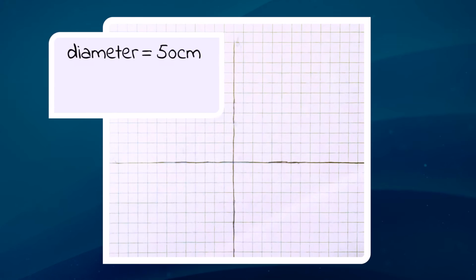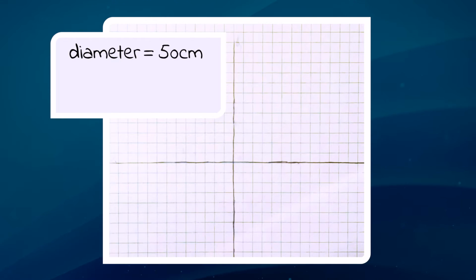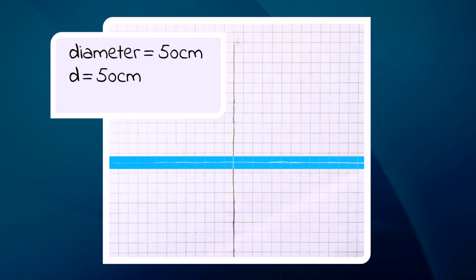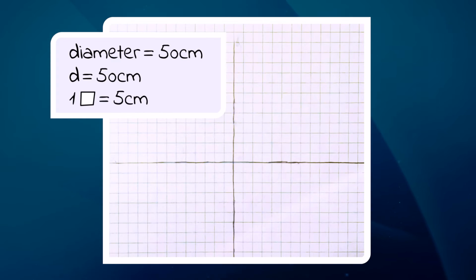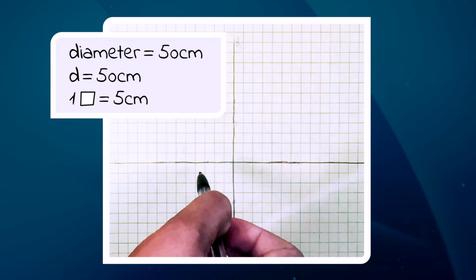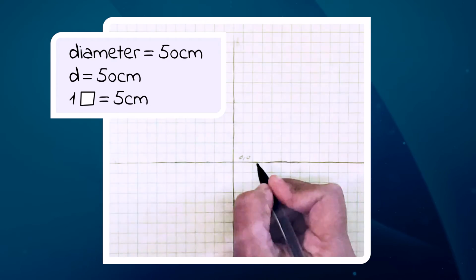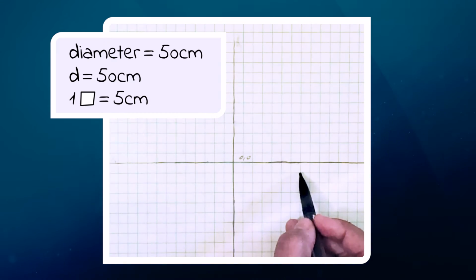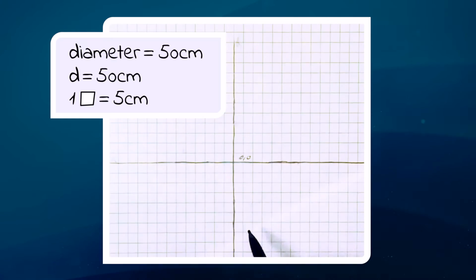In my example, the diameter is 50 centimeters, so D is equal to 50 centimeters. Now if you look at my cross section, it's not long enough to complete the 50 centimeters across in distance, so I'm going to use a scale factor. In this example, 1 square equals 5 centimeters. The diameter is constant all around the grid, so I need to start at the center, which is 0, 0. So I will count half the distance to the right, half the distance to the left, half the distance up, and half the distance down.